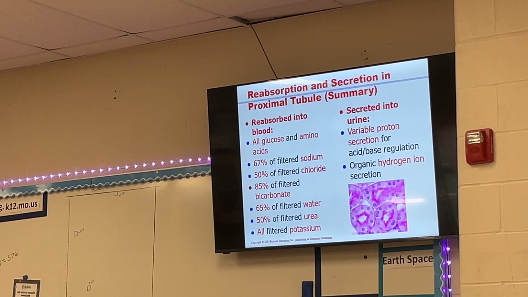But as far as what gets into the urine, this is kind of variable. It depends on what our body needs at the time. So think of electrolytes, the acid-base regulation, and also hydrogen ions. So that is going to vary with what our body actually needs. Hydrogen ions usually monitor the acid-base regulation here. So there's going to be some variation with that.